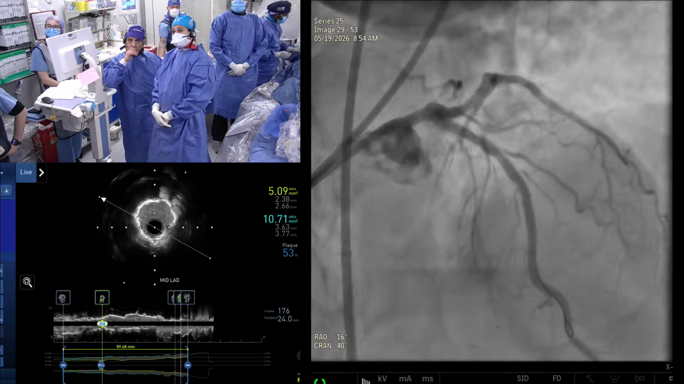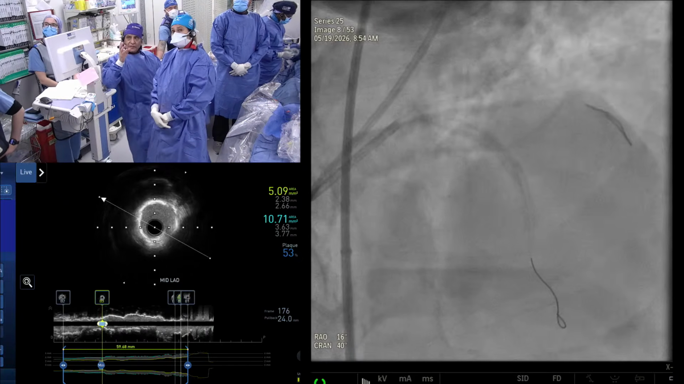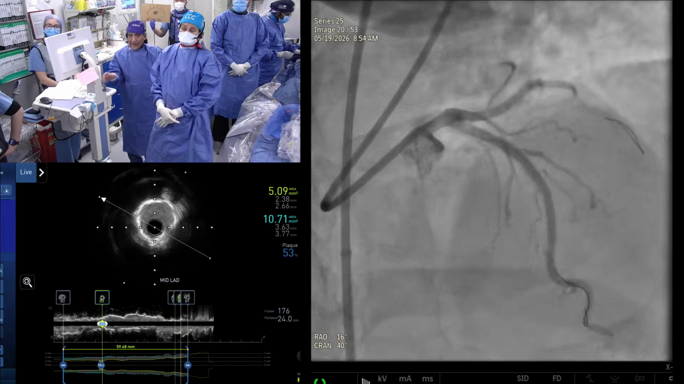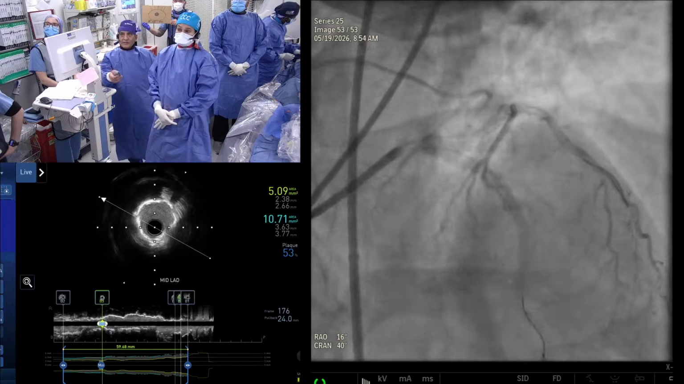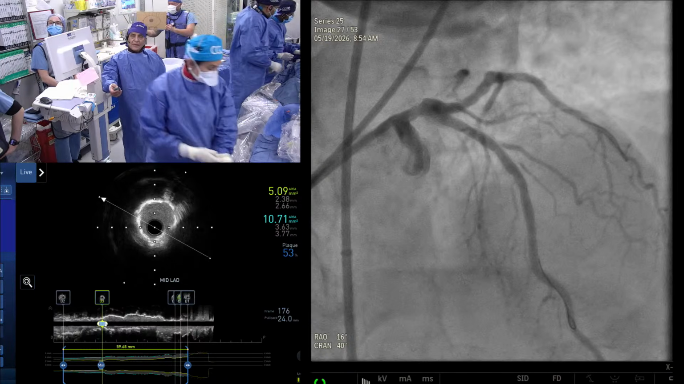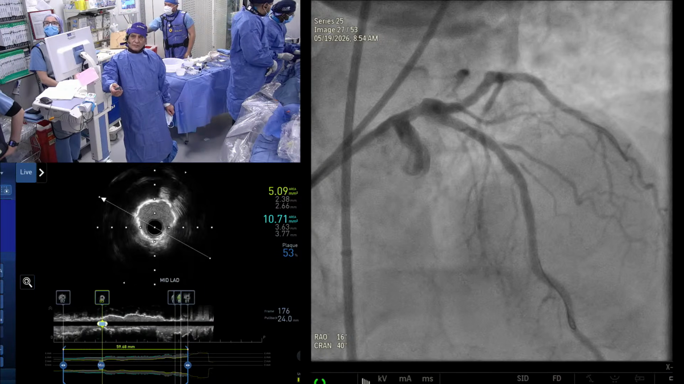But excellent angiographic result of this complex case, and came out with a single stent strategy. That was our plan. Good. So after this, let's just complete our presentation. So we are getting to our time. And so let's go back to the slides again.